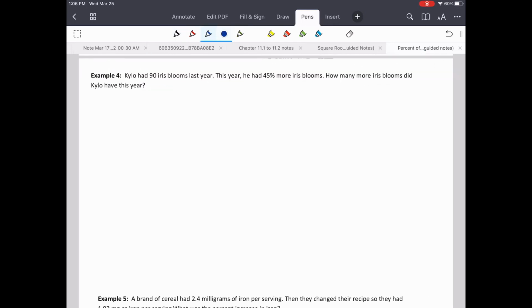Now, in this problem right here, it says Kylo had 80 iris blooms last year. I made a mistake here. I think this should actually be 80. Sorry about that. So that should be 80. And this year he had 45% more iris blooms. So the kind of language that is being used there is indicating that this is a percent. Is that a percent decrease or increase? Yeah, and if you guessed increase, you're right. It's a percent increase because it says 45% more. The key word there is more. It's going up.